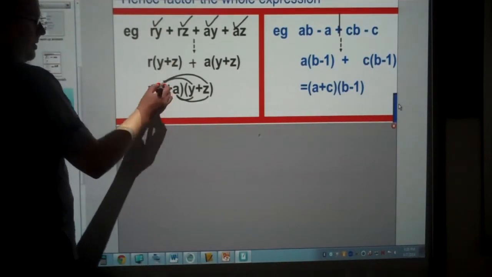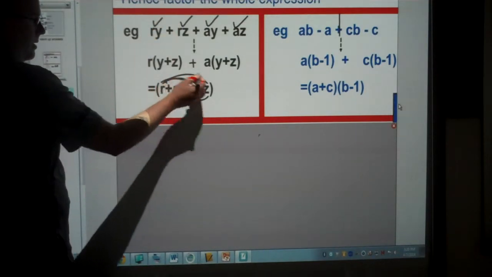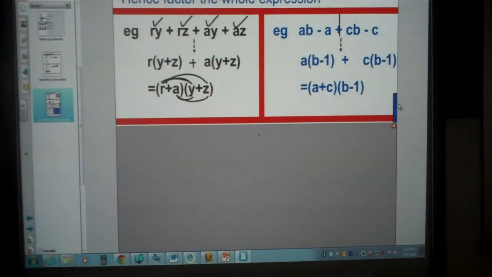So if I was to continue multiplying out here, r times r is ry, and then I just check the rest just to make sure this question does work.